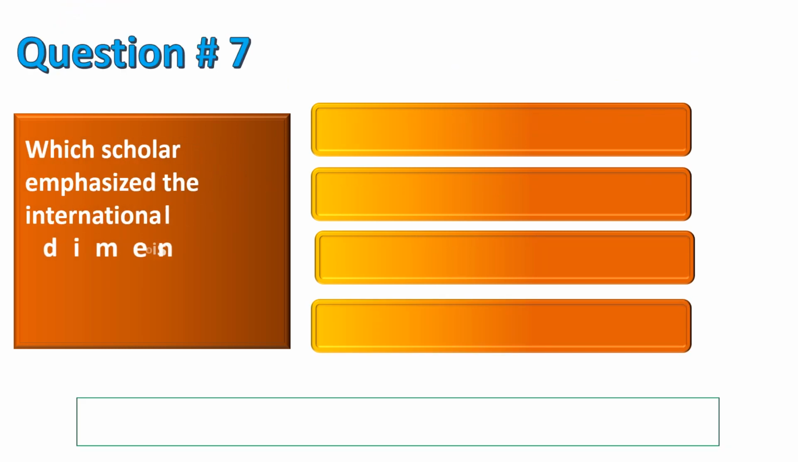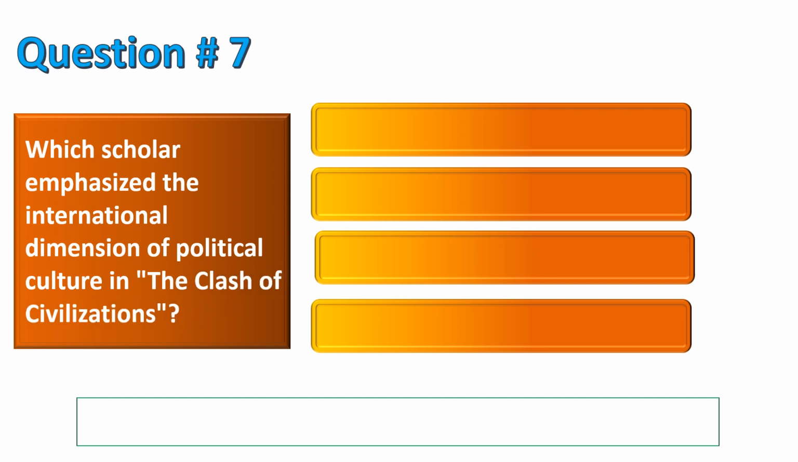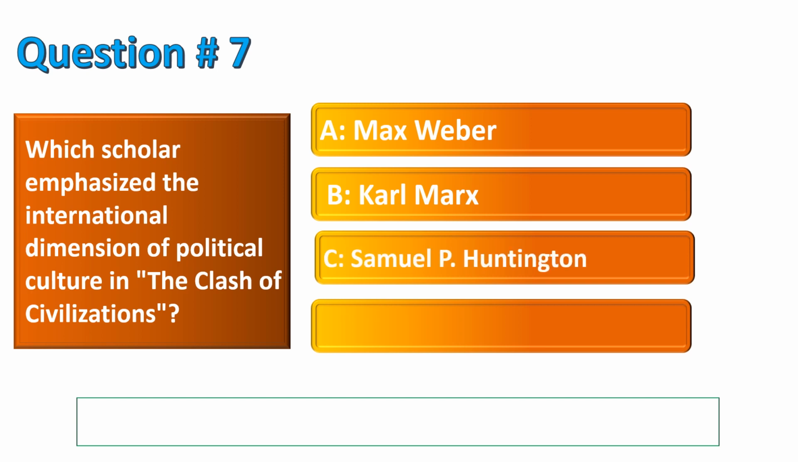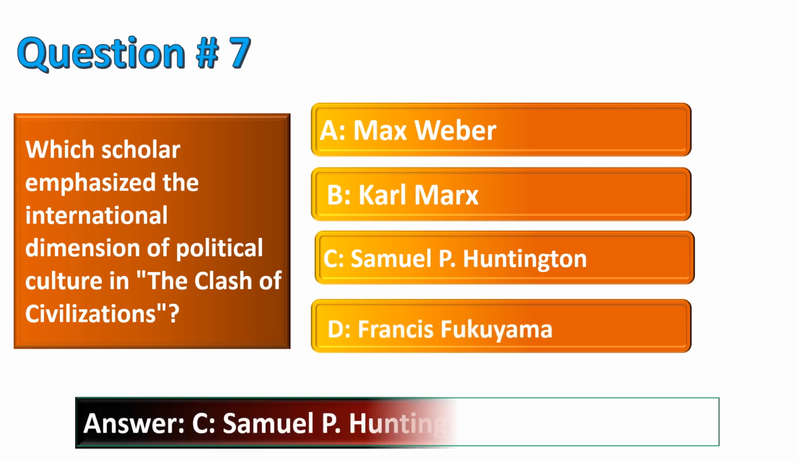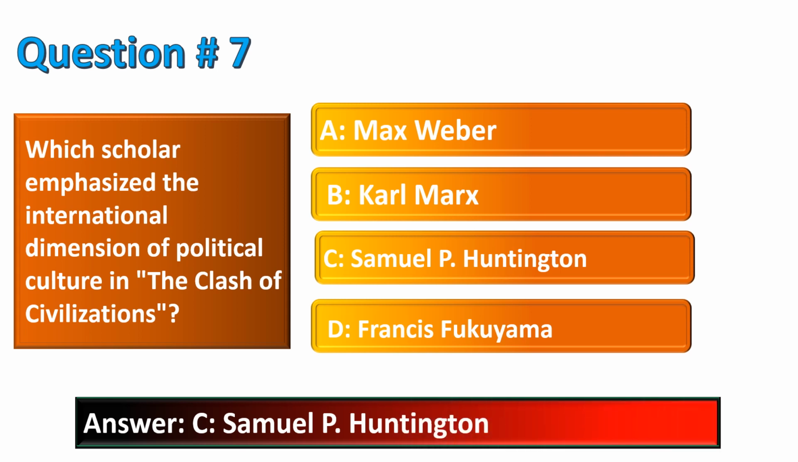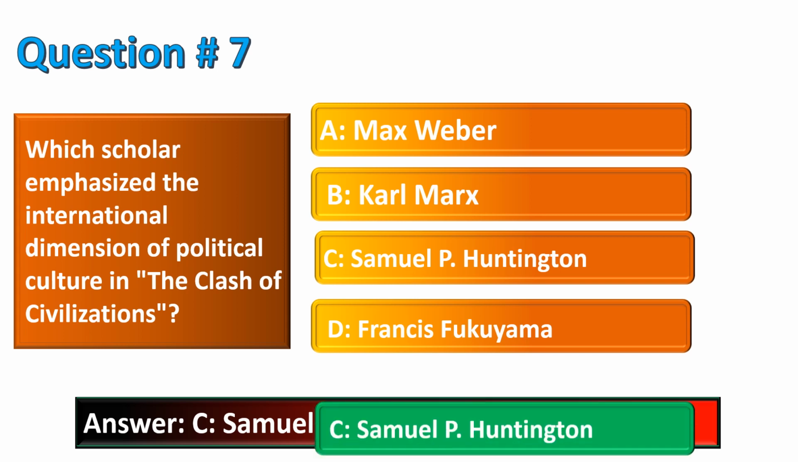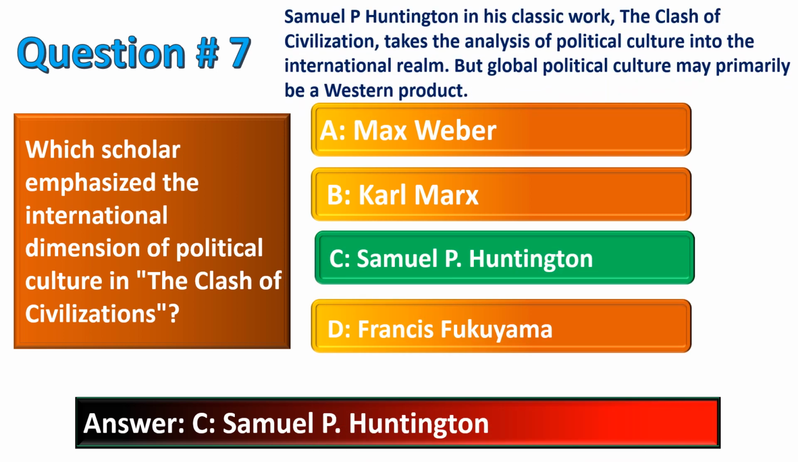Which scholar emphasized the international dimension of political culture in The Clash of Civilizations? Max Weber, Karl Marx, Samuel P. Huntington, then the next option is Francis Fukuyama. The correct option is option C, Samuel P. Huntington. Samuel P. Huntington, in his classic work The Clash of Civilizations, takes the analysis of political culture into the international realm. But global political culture may primarily be a Western product.